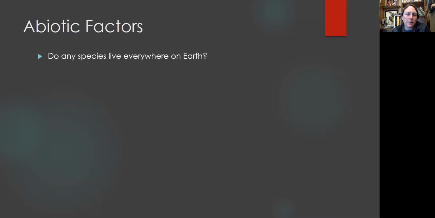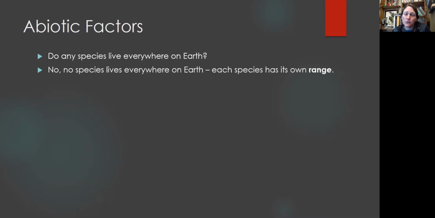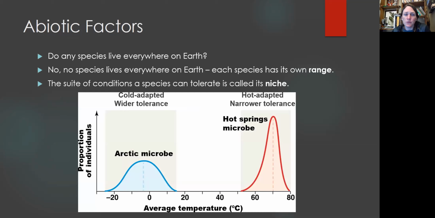So there are many abiotic factors that influence where organisms live. Do any species live everywhere on Earth? No, not really. There's no species that lives everywhere on Earth. Each species has its own range, its own distribution, and a suite of conditions that it can tolerate, which is called its niche. So here you can see a niche for an Arctic microbe, which is much colder than a hot springs microbe, which you'd only find in a very narrow hot range. And these two do not overlap. You would not find hot springs microbes in the Arctic or Arctic microbes in hot springs because their niches do not overlap.